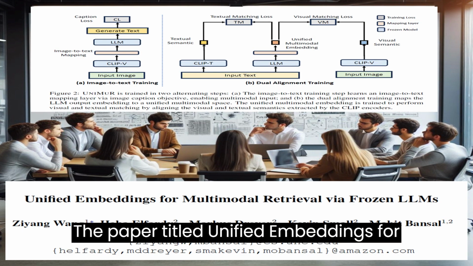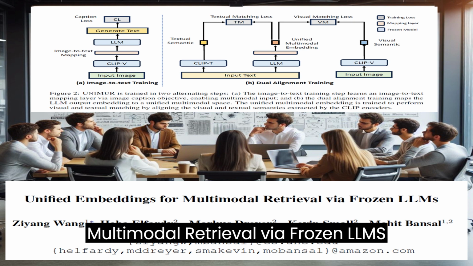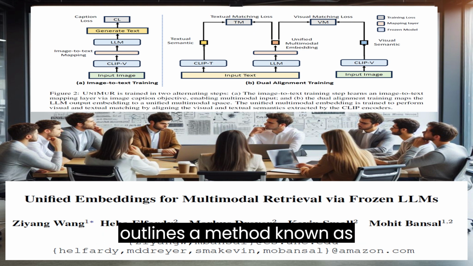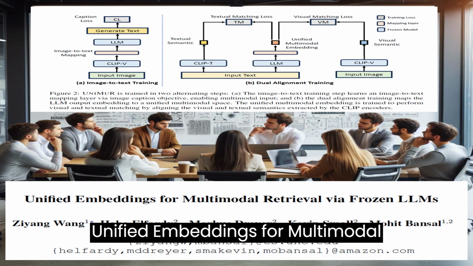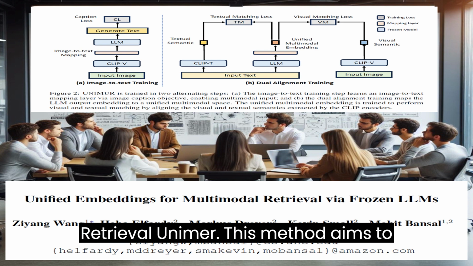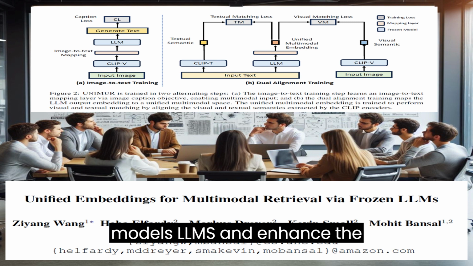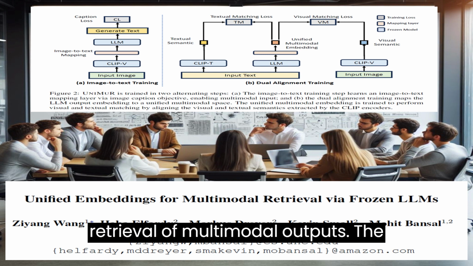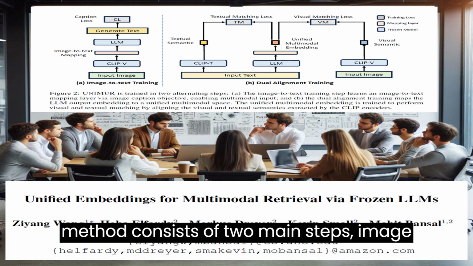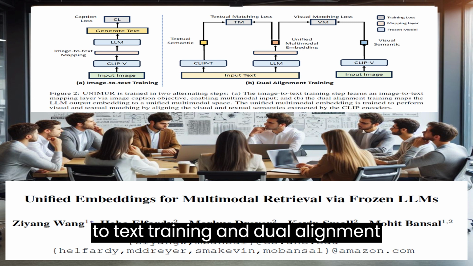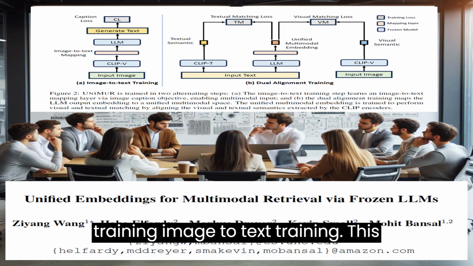The paper titled Unified Embeddings for Multimodal Retrieval via Frozen LLMs outlines a method known as Unified Embeddings for Multimodal Retrieval, UNIMR. This method aims to reduce modality bias in large language models, LLMs, and enhance the retrieval of multimodal outputs. The method consists of two main steps: image-to-text training and dual alignment training.